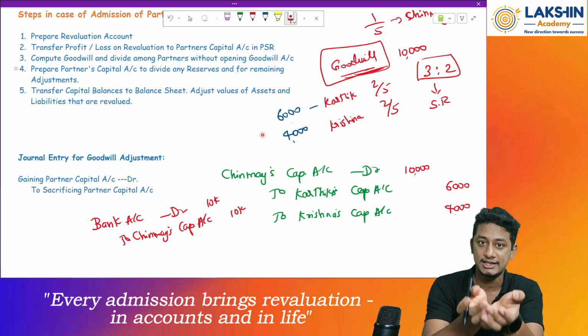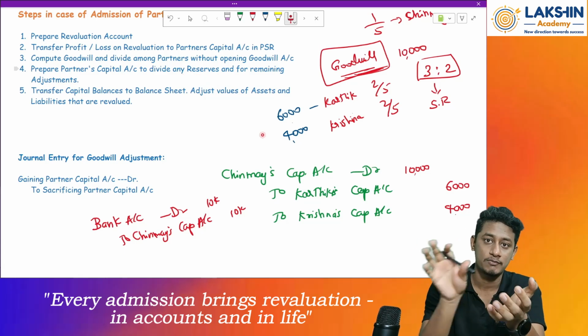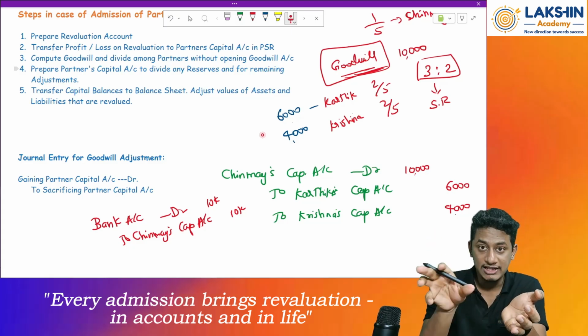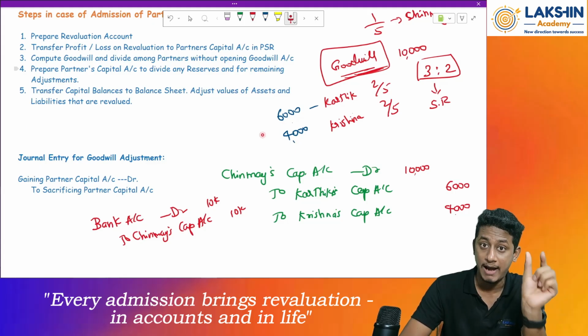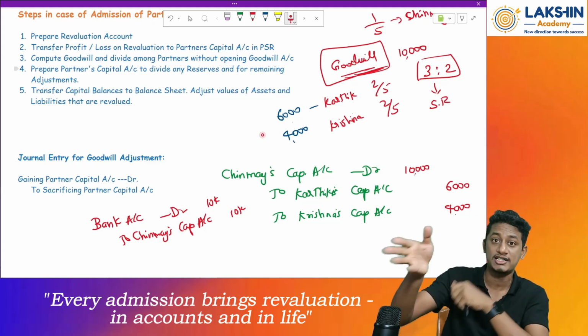Out of each year's profit, we might transfer some amounts as a reserve for future use, right? Who does this reserve belong to? It belongs to the old partners only. This reserve, whatever is there in the balance sheet, belongs to the old partners only. Why old partners only, sir? Because the new partner is coming in today.